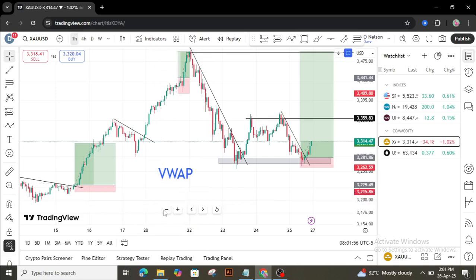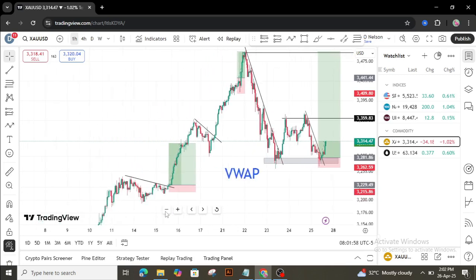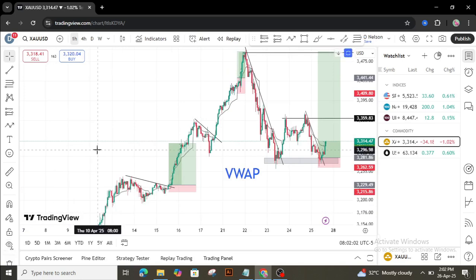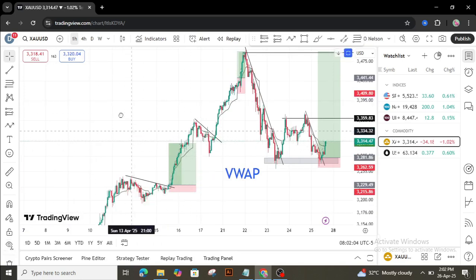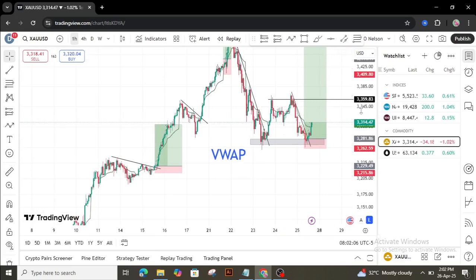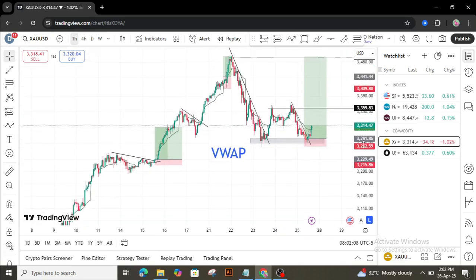Basically, in the VWAP, let me activate the VWAP actually. This is it. It's not a moving average. It is called a volume weighted average price. Whenever you want to use VWAP, you want to make sure that price closing is above the VWAP if you want to buy. If you want to sell, you want to make sure that price is below the VWAP.